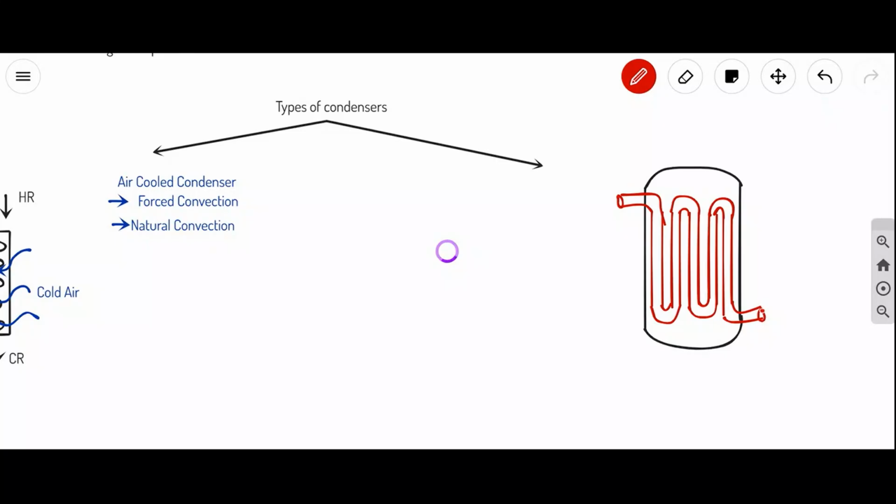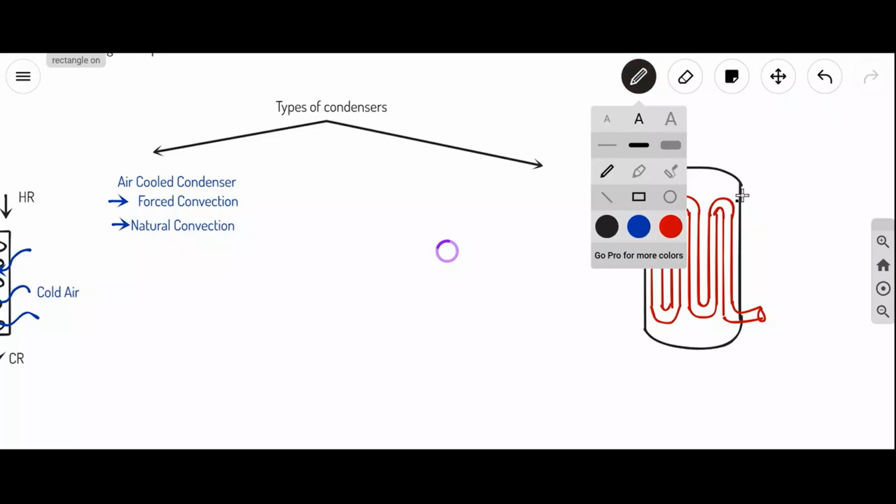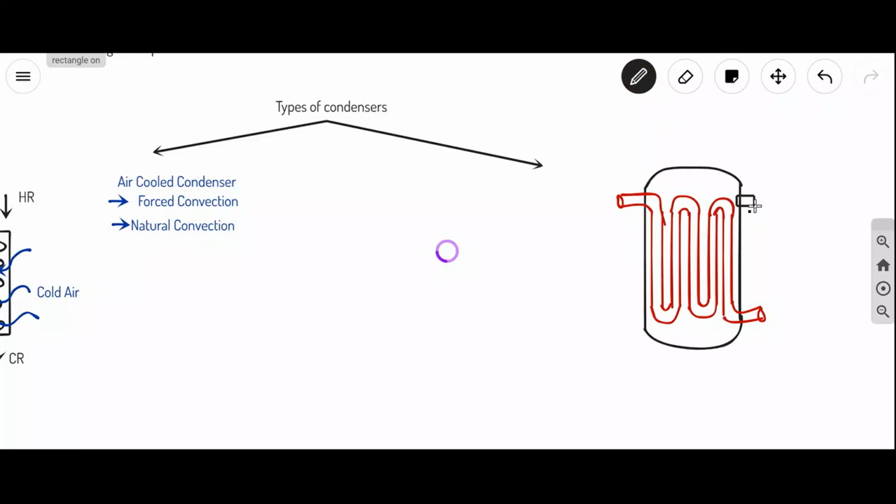So this is a coil covered with a shell. Coil and shell. Allow me 1 minute.